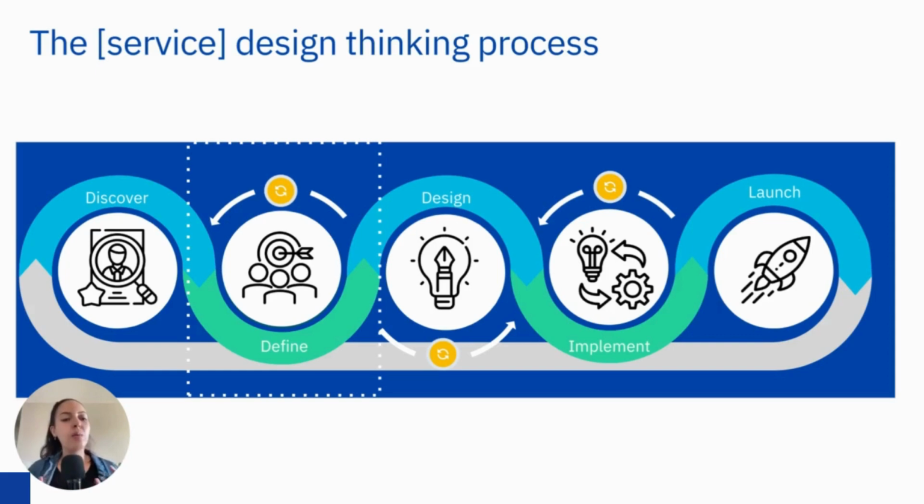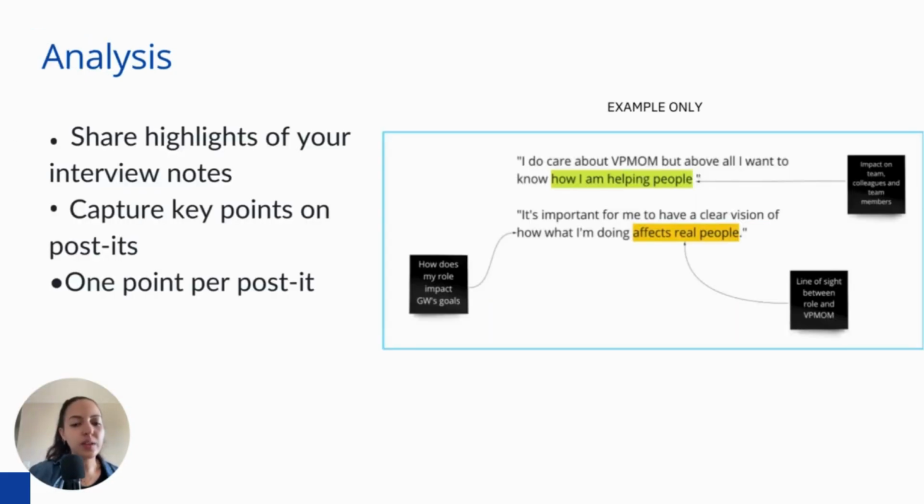So now I want you to think about analysis. A part of it is analyzing really and diving deeper. It's to uncover the insights, uncover what's really out there, what's beyond words. So you can see here there is an example. "I do care about my goals, but above all, I want to know how I am helping people." So what does this mean? This means that people are looking for impact on team colleagues and team members. This is also called tagging or coding. You can code things. So you're coding what people are saying.